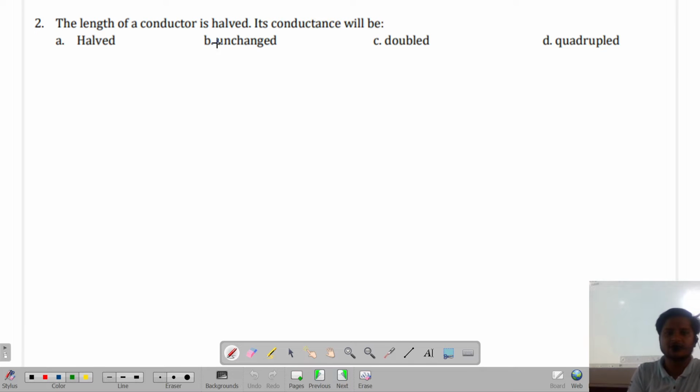Second question. The length of the conductor is halved. The conductance will be... what was conductance? 1 by resistivity or not? Similar question. G was equal to 1 by resistance. Got it or not? Okay. Resistance is equal to rho L by A. So this will be 1 by rho L into length A.